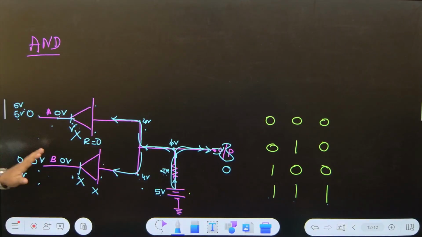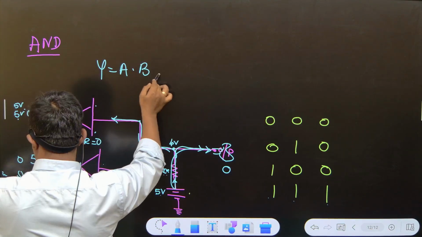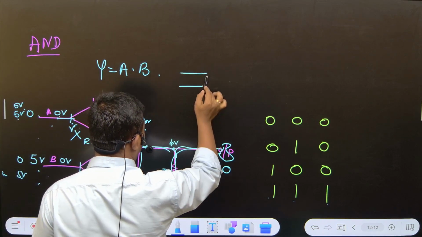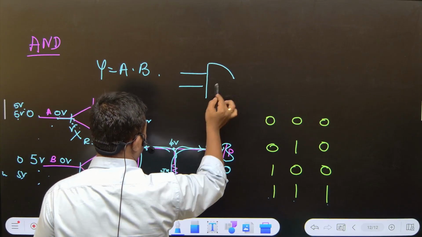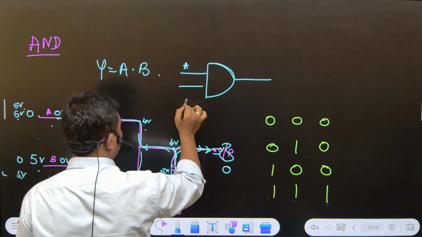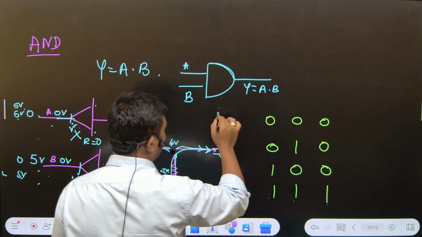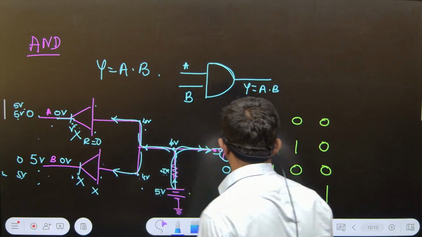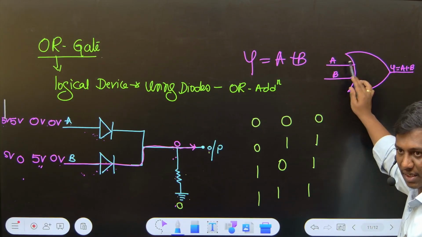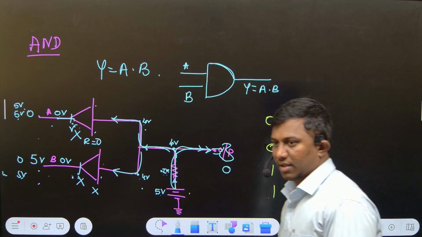That is the truth table. Then the expression we already know, A dot B. Then the symbol for the AND gate: the AND gate symbol is this. This is A, this is B, this is Y equals A dot B. In the previous OR gate, most of us get confused. In the OR gate, there is a curved line. This one is not a curved line, that is a straight line.